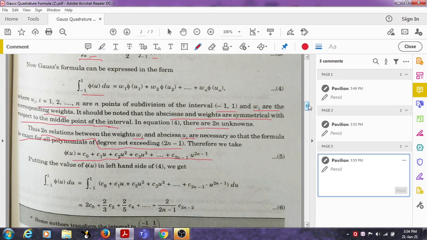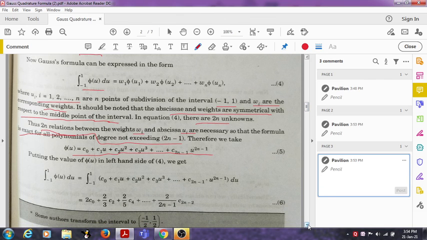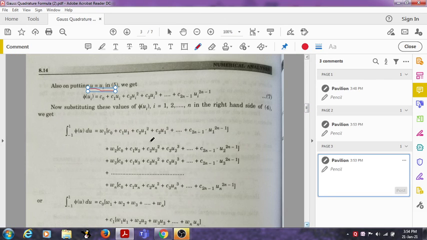and this is equation 5. So here put u equal to ui. So i varies from 1 to n. So we will get here u1, u2, un. So phi ui becomes c0 plus c1 ui plus c2 ui square plus c3 ui cube plus so on. Last term will be c2n minus 1 ui raised to the power 2n minus 1.